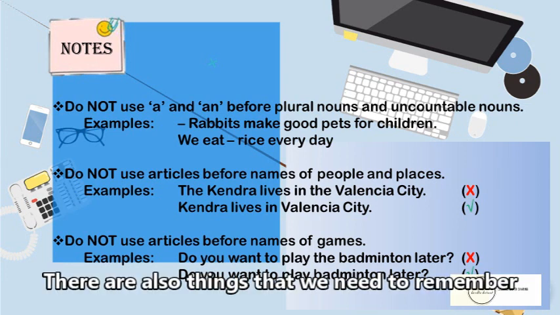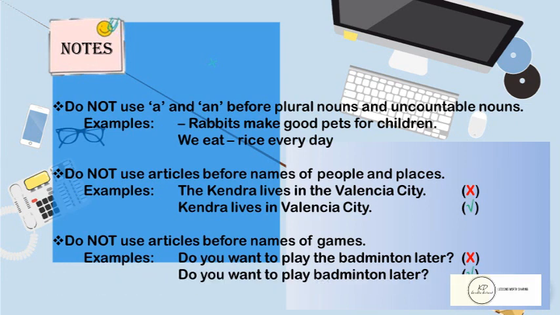There are also things that we need to remember. Do not use a and an before plural nouns and uncountable nouns. Examples: rabbits make good pets for children, and we eat rice every day. Both rabbits and rice are uncountable nouns.